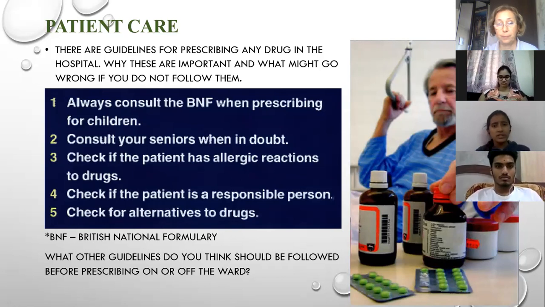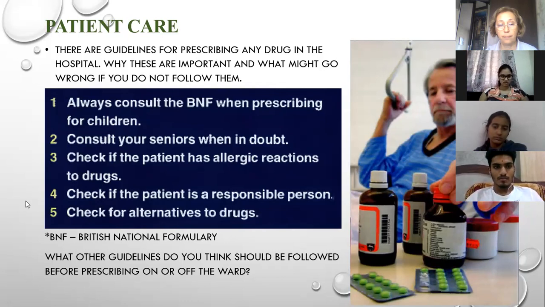Yes, ma'am. Check if the patient has allergic reactions to the drug. It is important to check if the patient has allergic reactions because taking this drug may increase the allergies in that patient. So it is necessary, and we should avoid this kind of drugs. Yes. Okay. Well, Vidya, please.